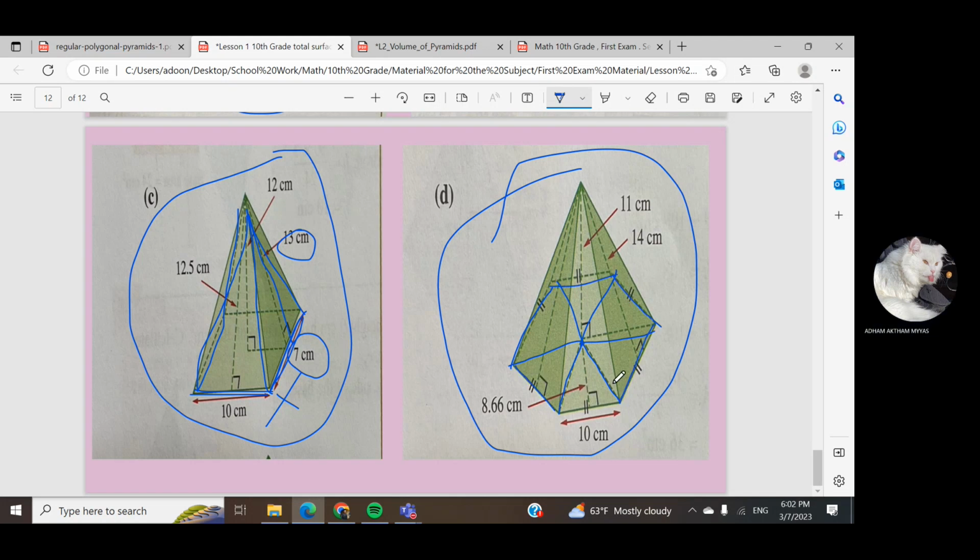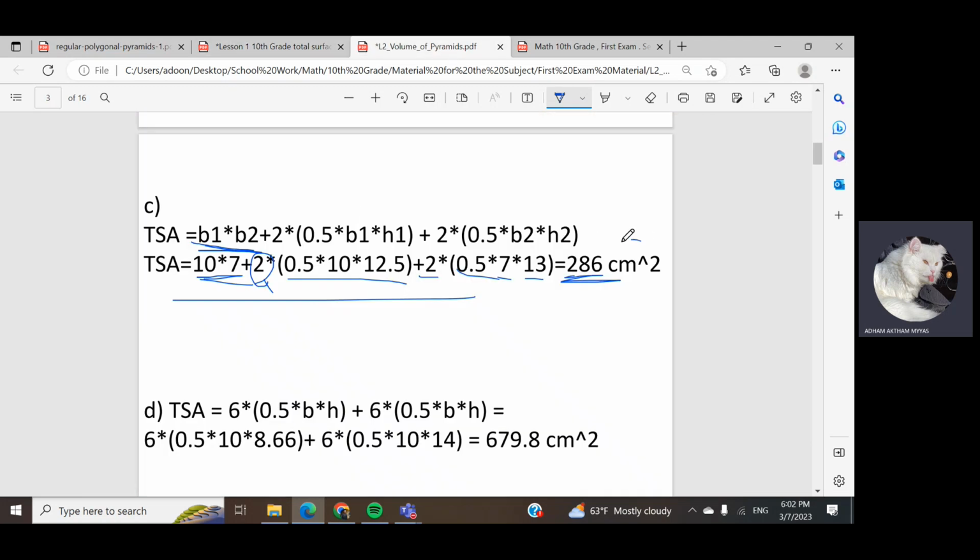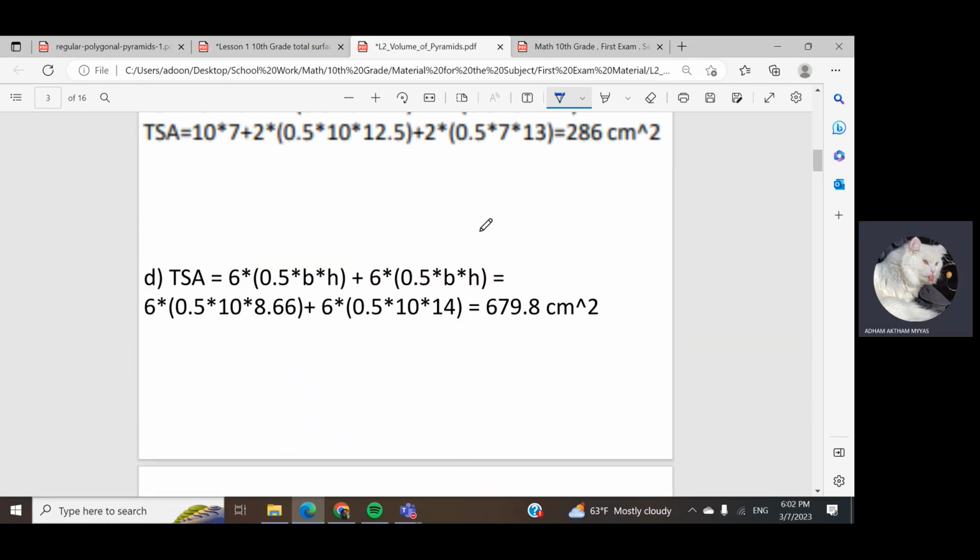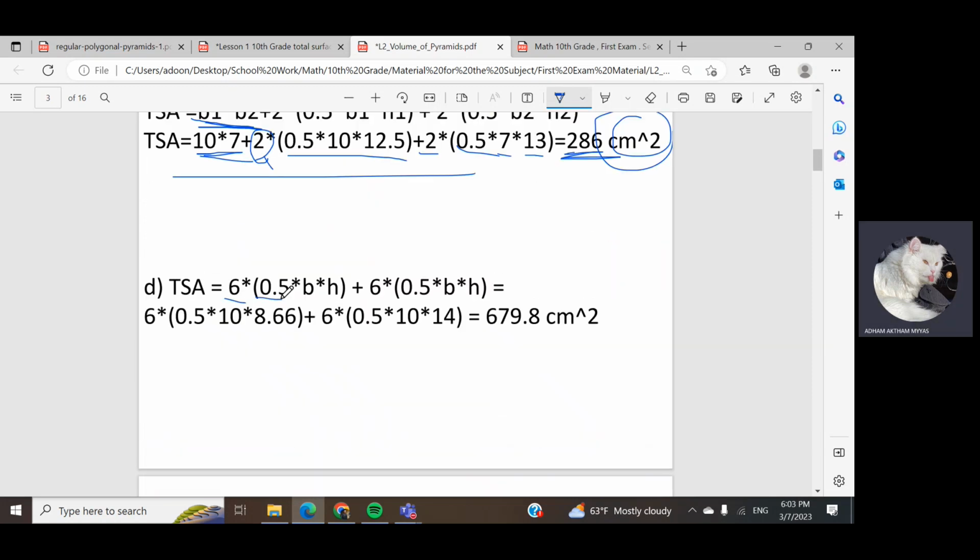Let's continue. The first part is this one. If I calculate it, I can multiply it by 6, and then I will have the base area of the hexagon. The base here is 10, the height is 8.66 centimeters, and be careful about the units. So here, as I said, 6 multiplied by half base times height is the base area for the hexagon. 6 times half, 10, 8.66. So this is the base area.